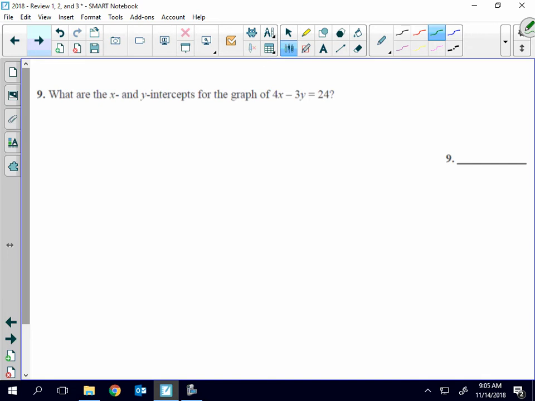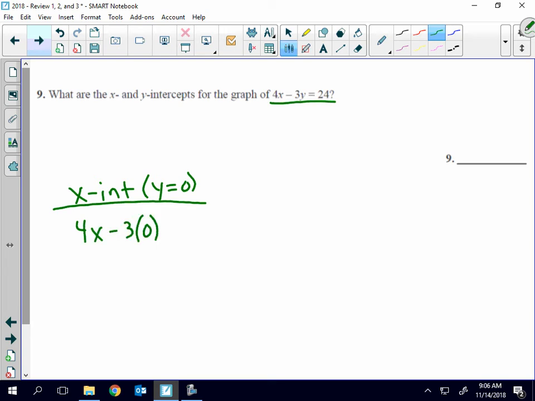What are the x and y intercepts for 4x minus 3y equals 24? Remember the x and y intercepts. Well, let's talk about the x-intercept first. The x-intercept is when y equals 0. So if we rewrite this right here, but when I come to y, I put in 0 instead, I get 4x minus 3 times 0, 3 times y, 3 times 0, equals 24.